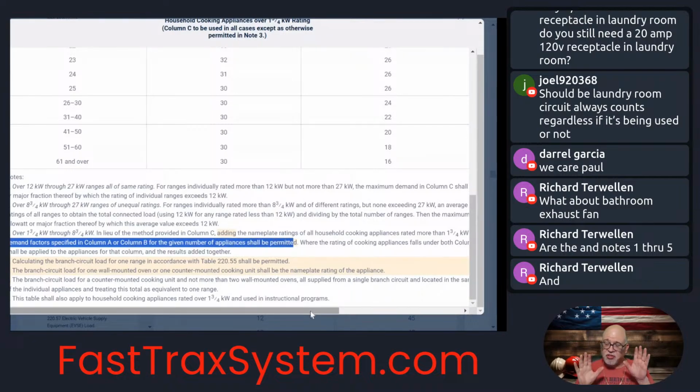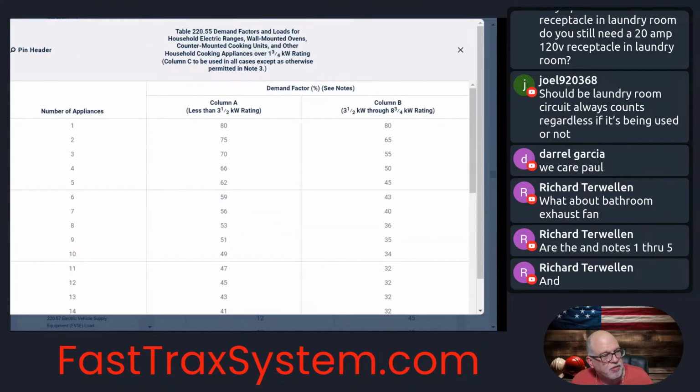Now, by chance if you had a load calculation where one of the appliances fell under column A and one happened to fall under column B, then you would take the one appliance and apply the percentage to that one appliance, and you take the other appliance that falls under B and apply the percentage for one appliance to it, and then you add the two together. But since both of ours fall under column B, we can add both of them together and treat them as two appliances, and we get to apply a 65% demand factor, right? So in our case, what are we going to do?